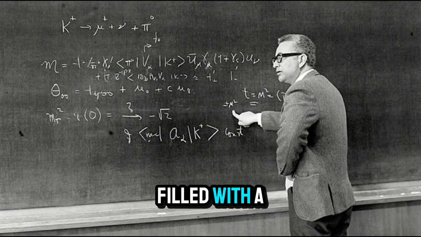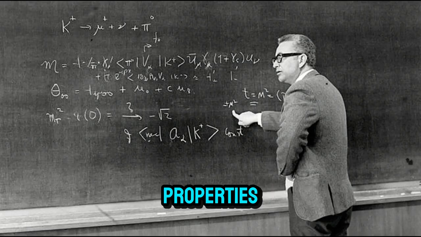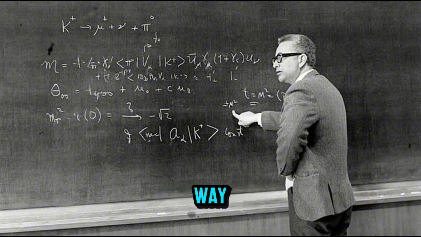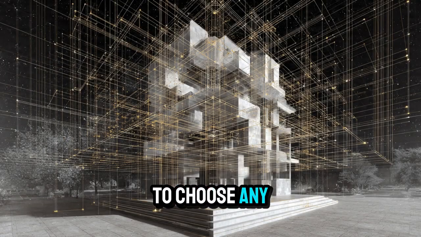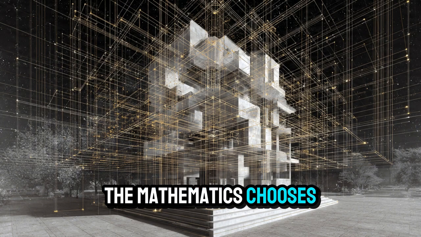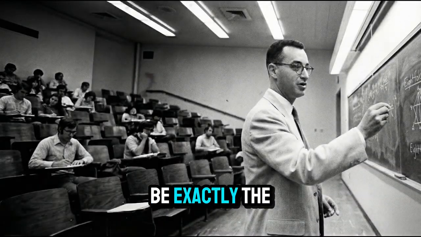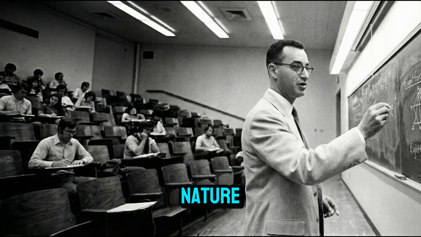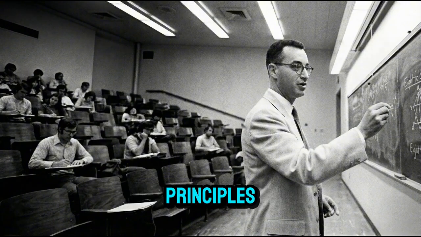Work through the mathematical consequences of this seemingly modest demand, and you're forced to conclude that space must be filled with a field. This field must have specific transformation properties. It must couple to electric charge in a precise way, and disturbances in this field must travel at a definite speed. You don't get to choose any of this. The mathematics chooses for you. And what the mathematics chooses turns out to be exactly the electromagnetic field we observe in nature, complete with all its known properties, derived from first principles.